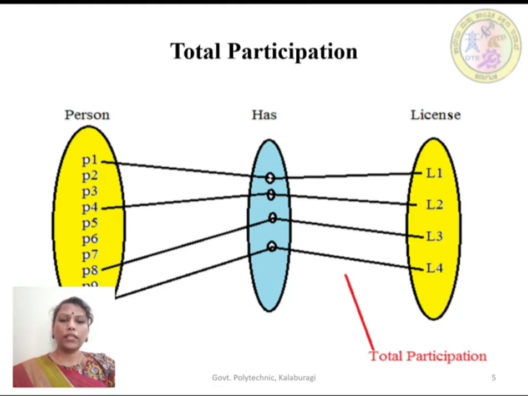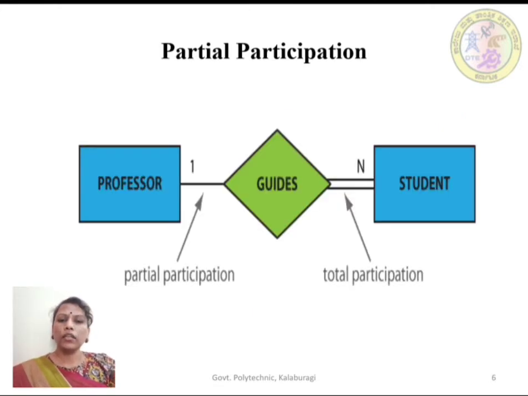Okay, let's see partial participation with one more example. See here, professor guides student. Here we have taken two entities, two entity types. One is a professor, another one is a student.